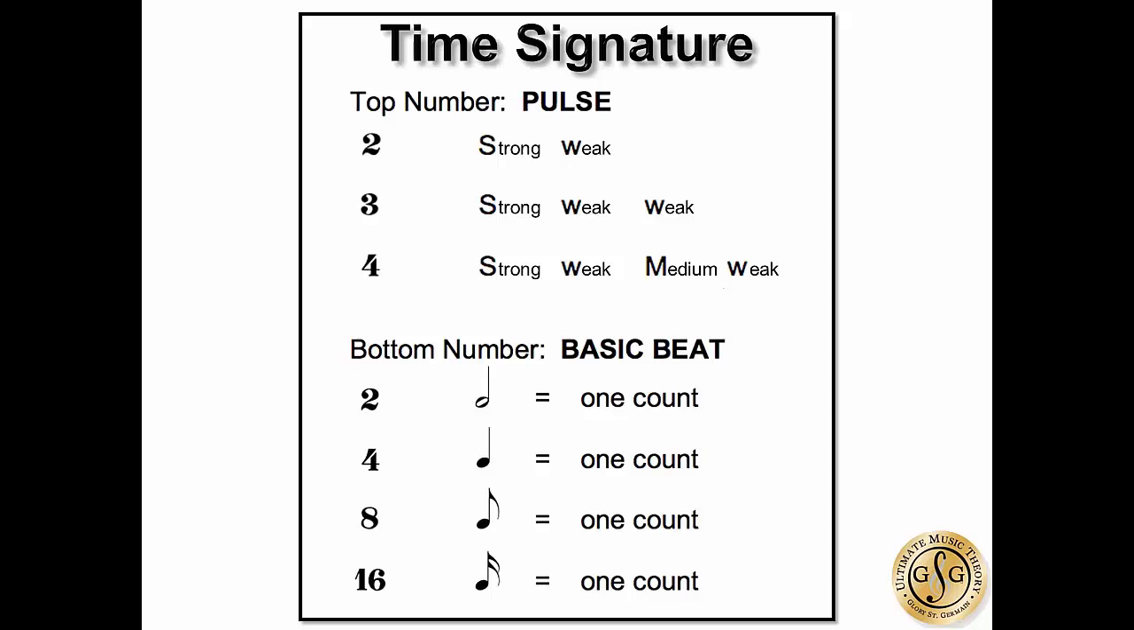If the top number is 2, the pulse is strong, weak. 3, the pulse is strong, weak, weak. 4, the pulse is strong, weak, medium, weak.